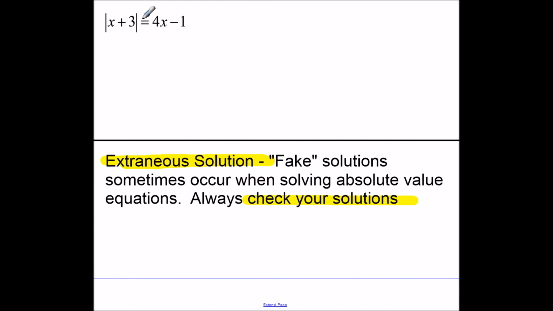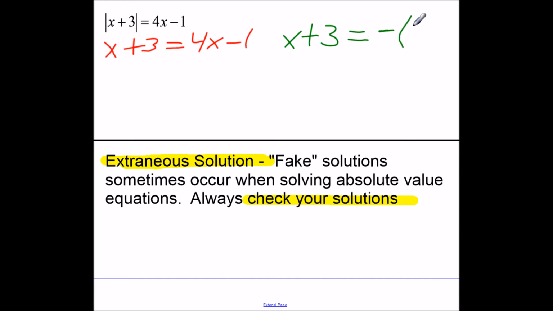So here I'm going to take x plus 3 and set it equal to 4x minus 1. Then, when I do my separate equation, I've got to do x plus 3 equals the opposite of 4x minus 1. All right, so here I'm going to subtract x from both sides. I'm going to add 1 to both sides. I'm going to divide by 3 on both sides.